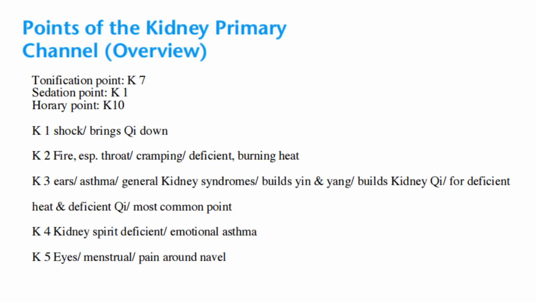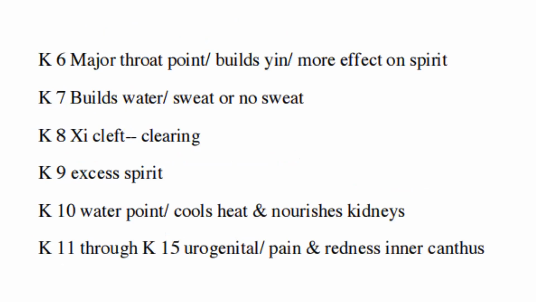Kidney 4 is for kidney spirit deficiency and for emotional asthma. Kidney 5 benefits the eyes. It's good for menstrual disorders, for pain around the navel. Kidney 6 is the major throat point. It builds yin and has more effect on the spirit.